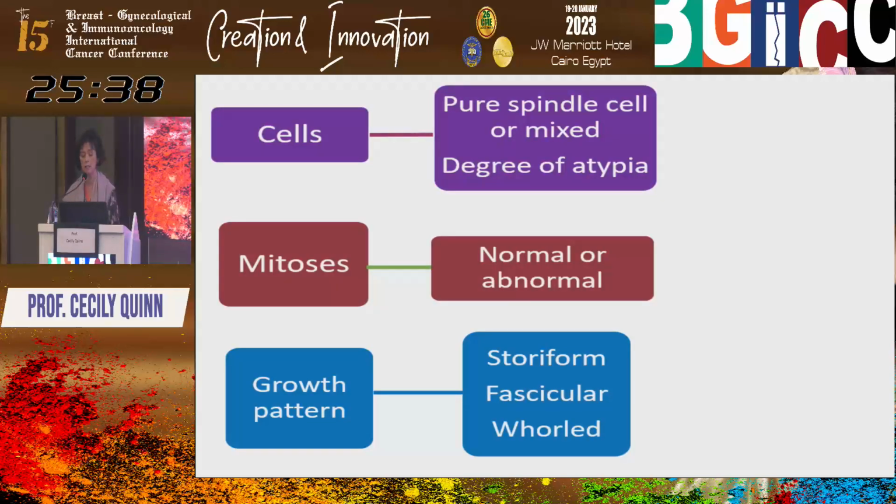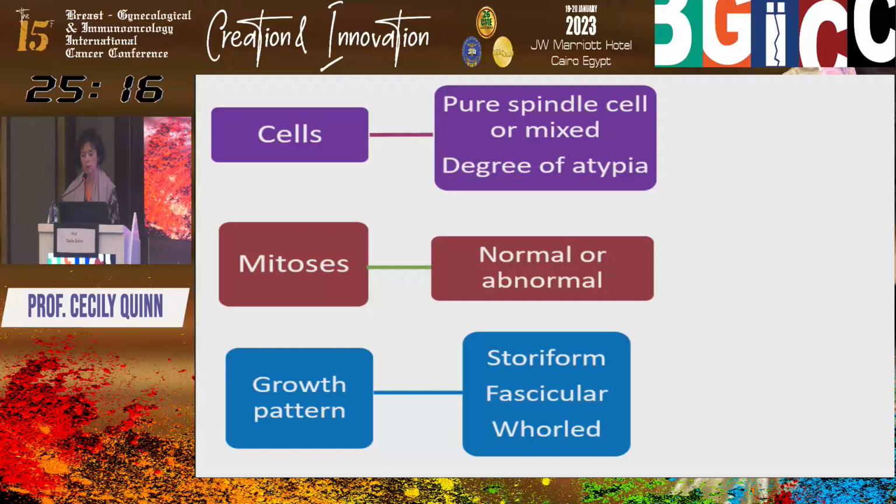So when we look at our H&E slide, first of all, we should look at the cells. Are we looking at a pure spindle cell population or a mixed population? Clearly, if we have a high-grade spindle cell lesion with carcinomatous areas, we know that we're probably dealing with a metaplastic carcinoma. We should look at the degree of atypia.